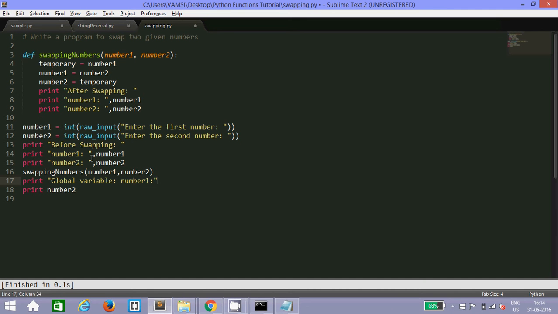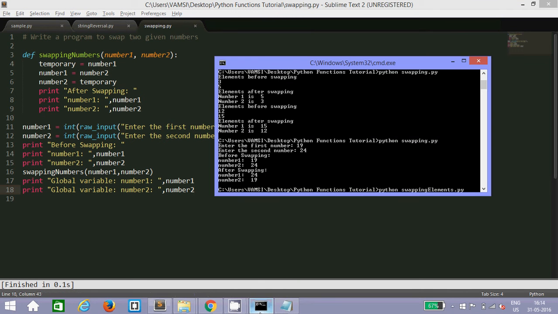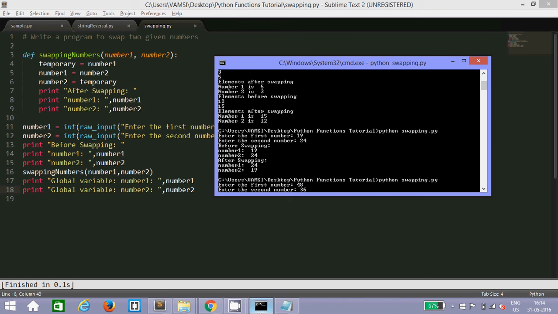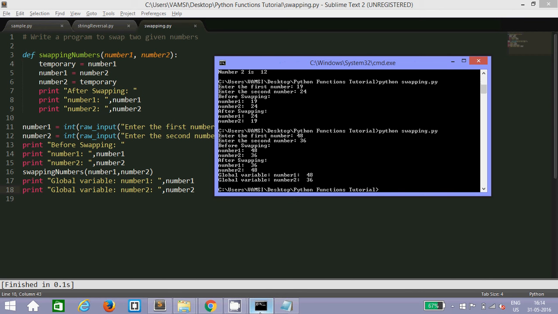Okay, so it is the values of global variable number one. I'm copying the same over here. Okay, let us see what is going to happen by executing this code. Let us take the first element as 48 and the second element as 36.